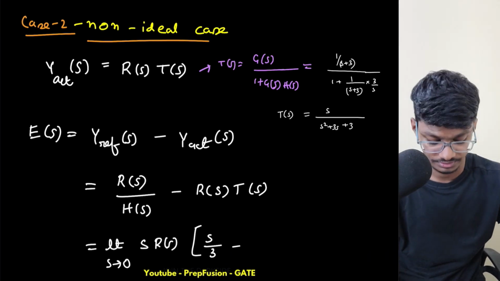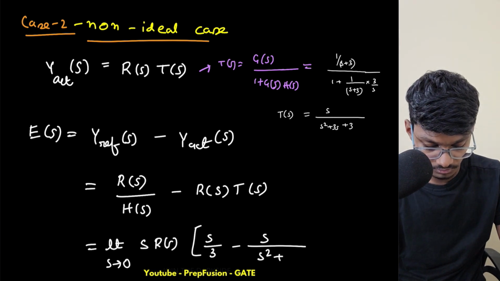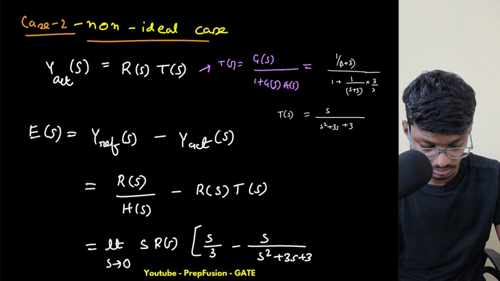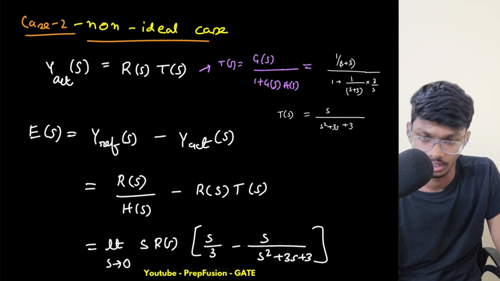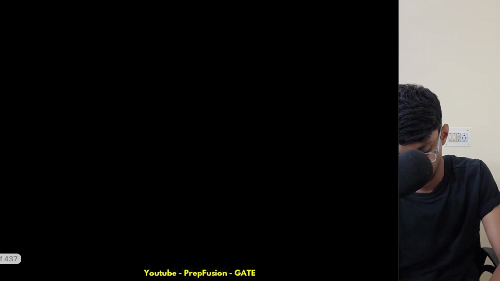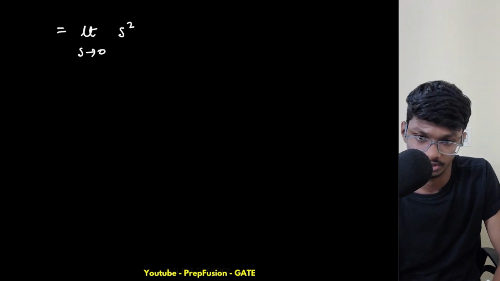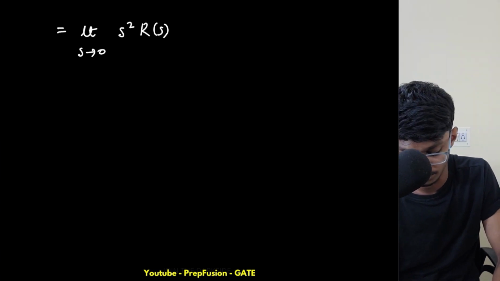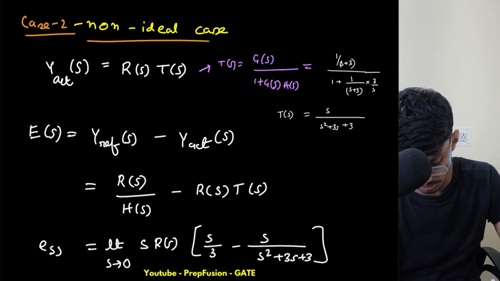Now if this is my transfer function, here I can write s divided by s square plus 3s plus 3. Okay, I can take s common here. So if I take s common here, what do I get? I'm getting limit as s tending to 0, like I have taken s common, s square r of s. So this is my steady state error. I haven't written it, sorry. This is my steady state error.